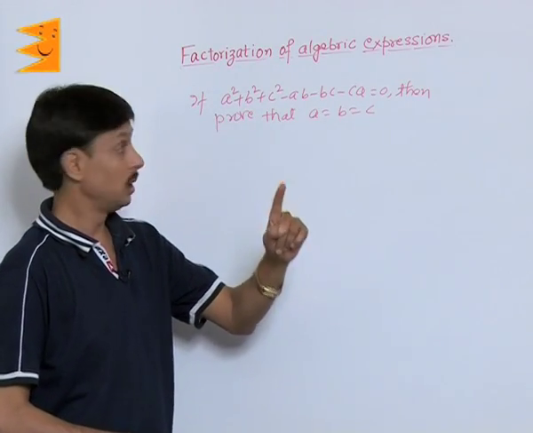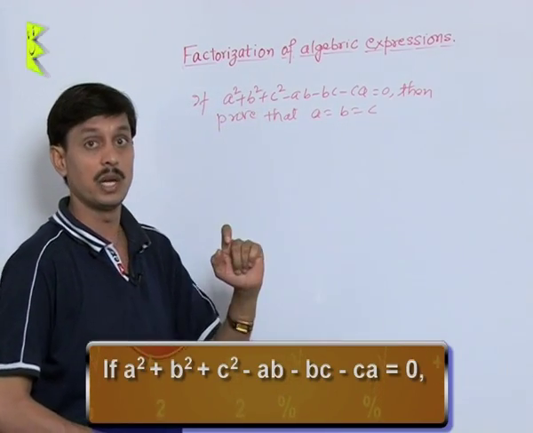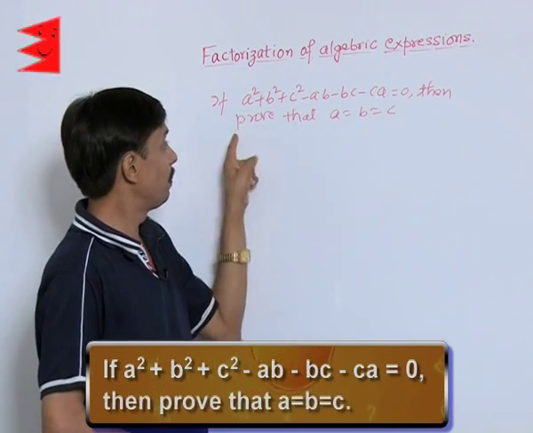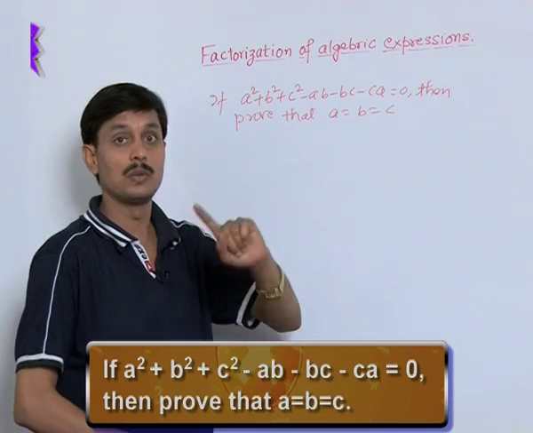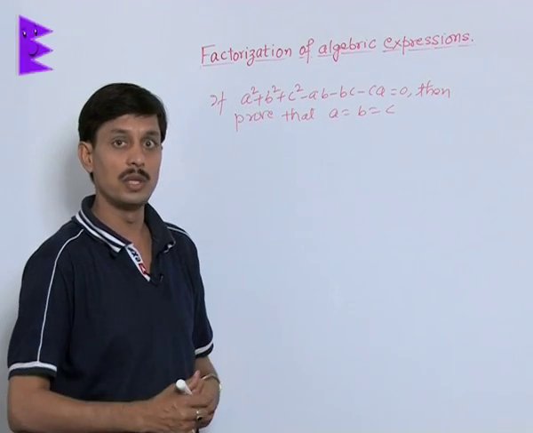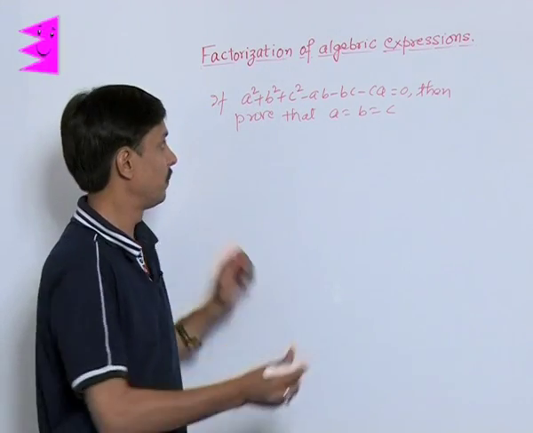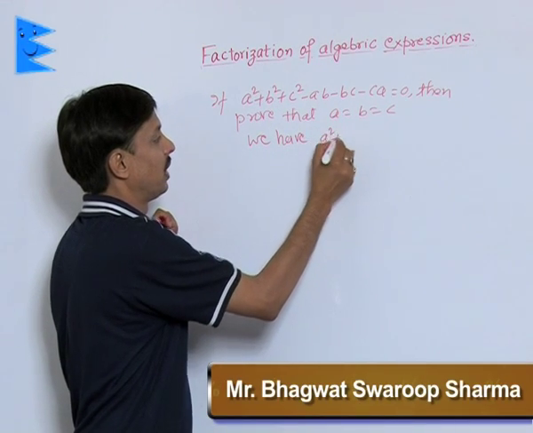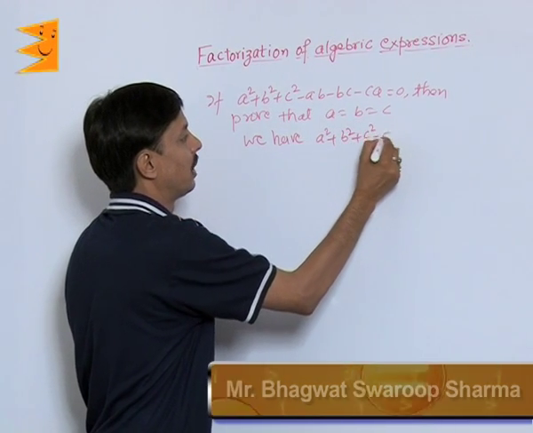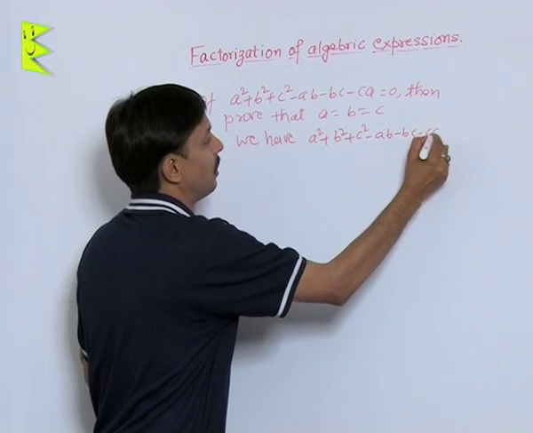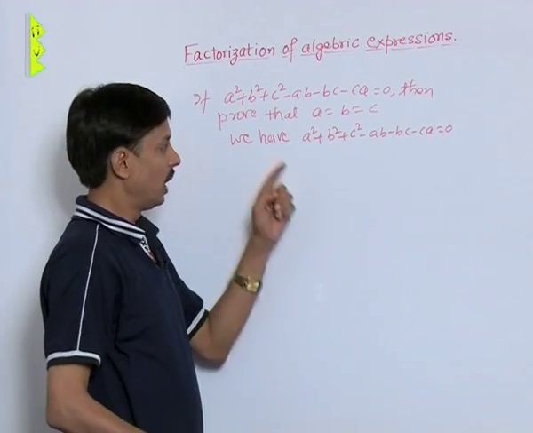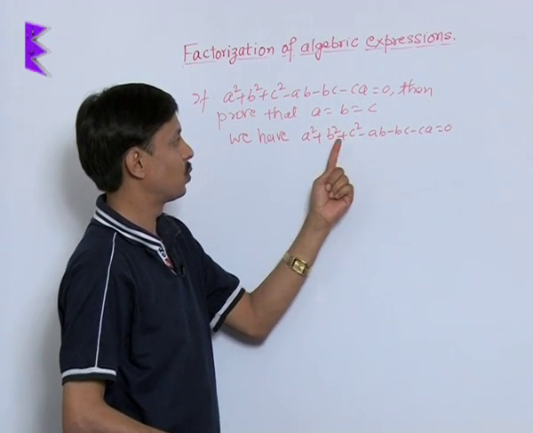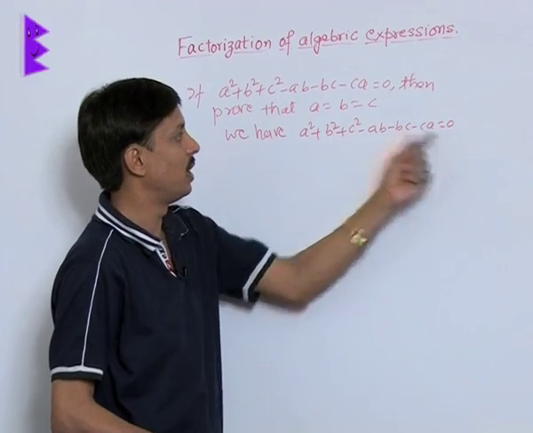Question is, if a square plus b square plus c square minus ab minus bc minus ca is equal to 0, then prove that a is equal to b is equal to c. In order to show this result, I will take the given one. We have a square plus b square plus c square minus ab minus bc minus ca is equal to 0.